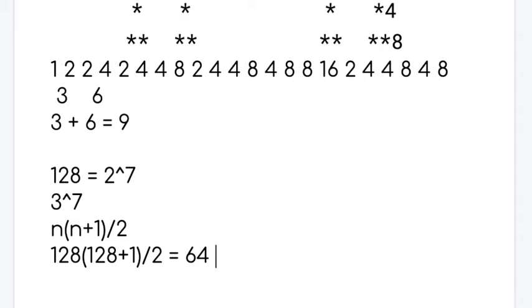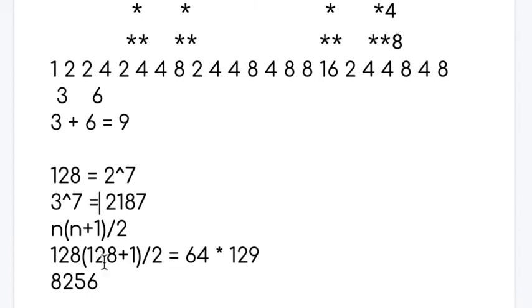is the same as 64 times 129. And if you get a calculator out and do it, it'll be equal to 8,256. Now we just have to divide 3 to the power 7 by 8,256. So 3 to the power of 7 is the same as 2,187.